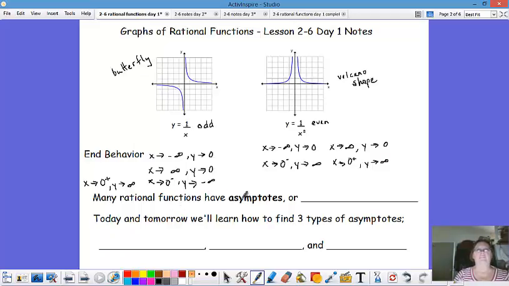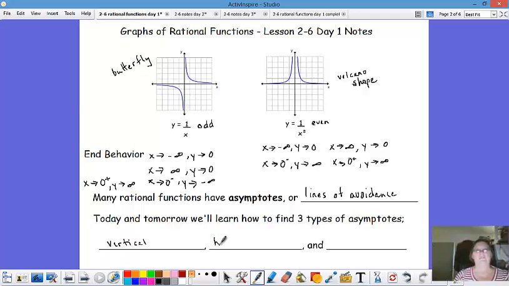Many rational functions have asymptotes, which is a lovely math word, but I call those lines of avoidance. They're lines that the function approaches. It really tries hard to get to them, but it just can't. So for me, lines of avoidance. Today and tomorrow we're going to be looking at how to find 3 types of asymptotes in rational functions, and the goal of this is to learn to graph them better. We're going to look today at vertical asymptotes, so vertical lines of avoidance, and you can see in this function x equals 0 is one such line. It approaches x of 0, but it can't get there.